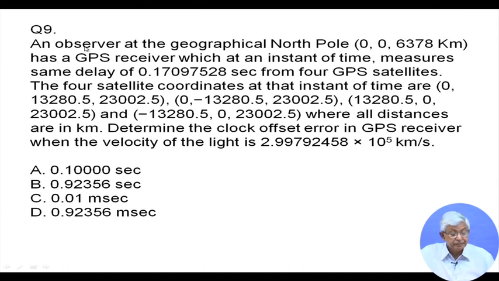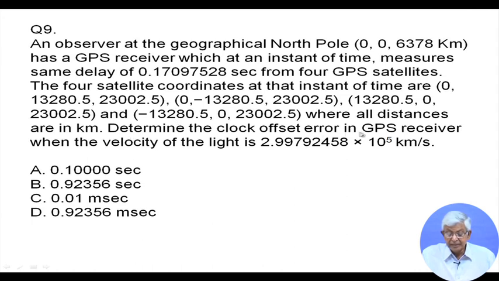Now, this seems to be an elaborate question. An observer at the geographical north pole, XYZ coordinates are given, 0, 0, 6378, has a GPS receiver which at an instant of time measures the same delay from all 4 GPS satellites, and the delay value is given in seconds. The 4 satellite coordinates at that instant are available, their XYZ coordinates, 4 of them are given, and all distances are in kilometers, large numbers.